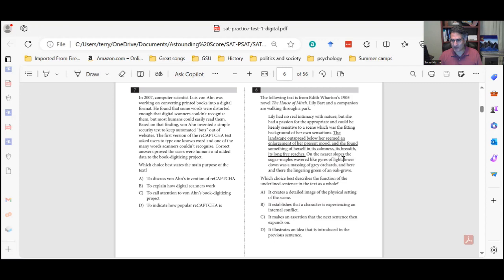On the nearer slopes, the sugar maples wavered like pyres of light. Okay, now we get a little bit more of a detailed description of the landscape, but nothing about her mood. Lower down was a massing of gray orchards, and here and there the lingering green of an oak grove. Okay, so we've got physical setting here, but nothing about her mood. So notice how A could actually be the answer if we were talking about this last sentence.